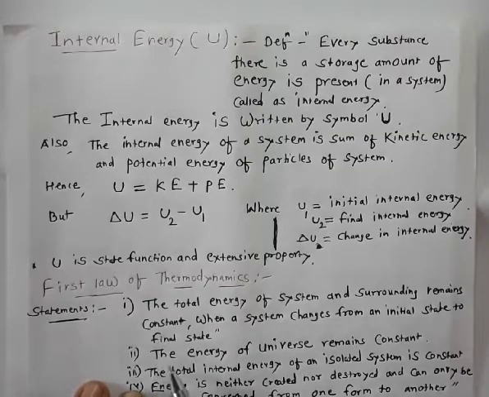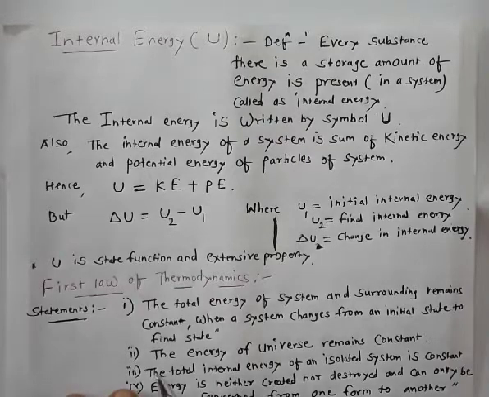Now the second statement: the energy of the universe remains constant. The universe means all the space and atmosphere, where a particular amount of energy is present. This energy of the universe remains constant. This is the second statement of the first law of thermodynamics. Now the third statement: the total internal energy of an isolated system is constant.